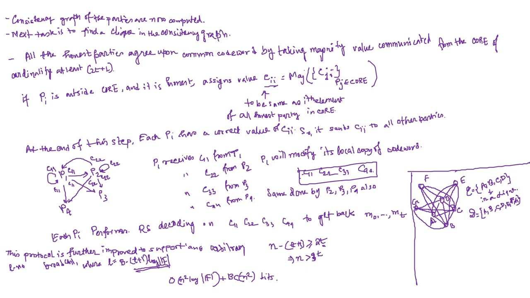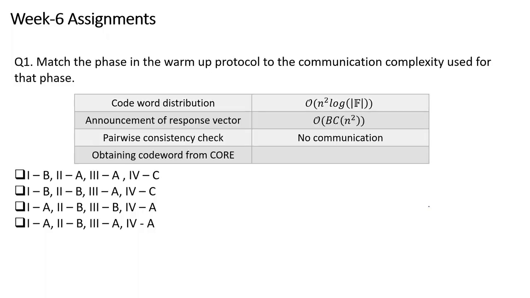Anyway, so now with this small overview of the week 6 topics, we proceed to discussing week 6 assignments. First question is match the phase in the warm-up protocol to the communication complexity used for that phase. So there are options: code word distribution, announcement of response vector, pairwise consistency check, and obtaining code word from code. So all these problems we discussed just now.